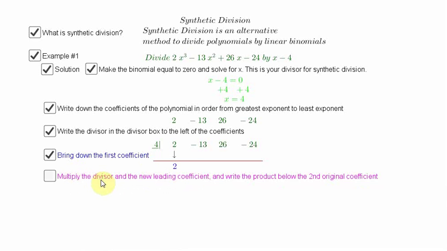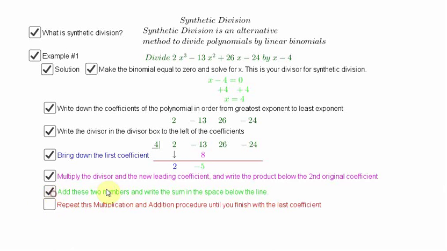Next, we multiply the divisor. Remember, the divisor is 4, and the new leading coefficient, that's going to be the 2. It's called leading because it's the first one, and it's going to have the highest exponent. We multiply those two, well, 4 times 2 equals 8, and we write the product below the second original coefficient, so below the negative 13. Notice how the 8 appears. Now we add these two numbers and write the sum in the space below the line. So negative 13 plus 8 is equal to negative 5.